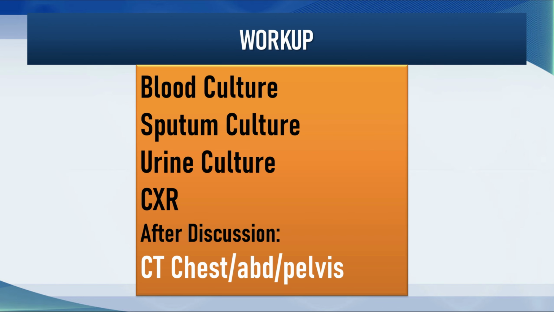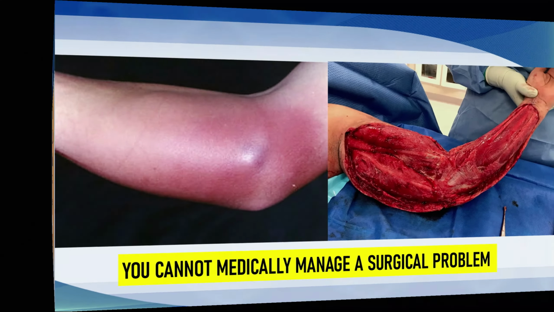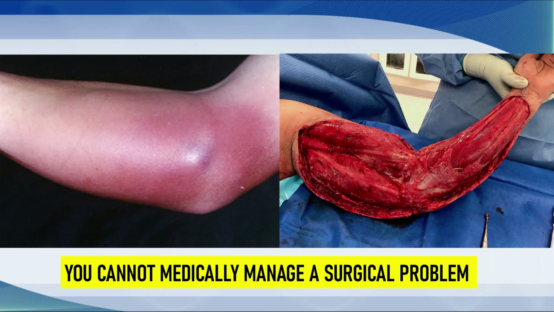In terms of the workup, you need to do a full culture workup very early. Blood cultures, sputum cultures, urinary cultures, a chest x-ray. And then, based on your suspicion, after discussion, selective imaging of the body. And that would be a CT of the thorax, abdomen, pelvis, etc. It's imperative to understand, though, that you cannot medically manage a surgical problem. And our patient who cut his arm with a throbbing arm will need extensive tissue debridement. You need to consult surgeons early.